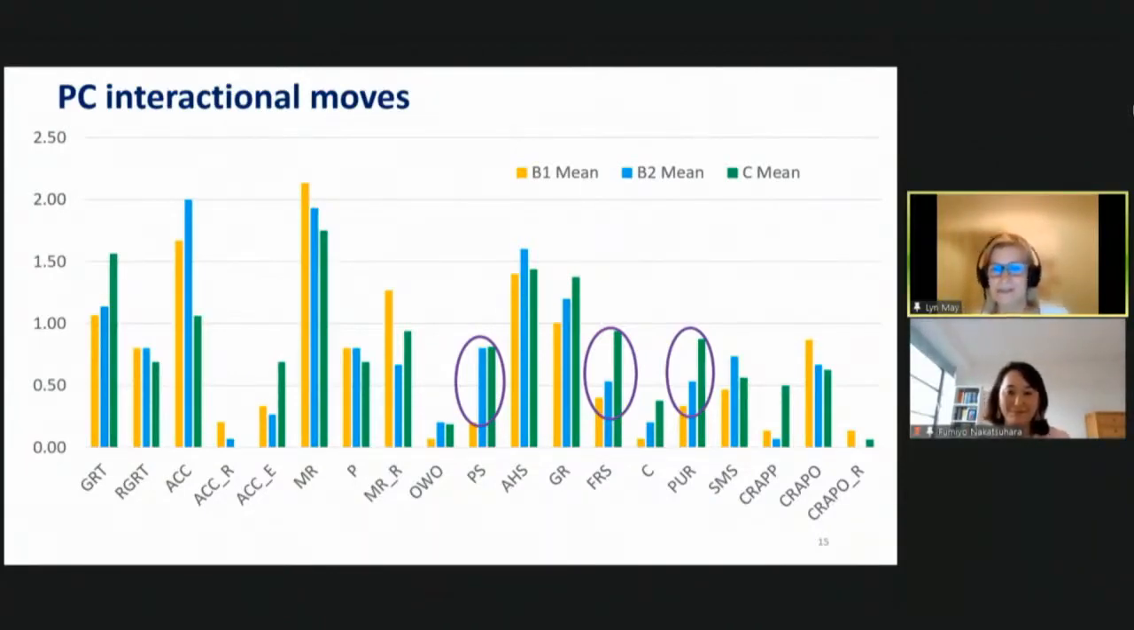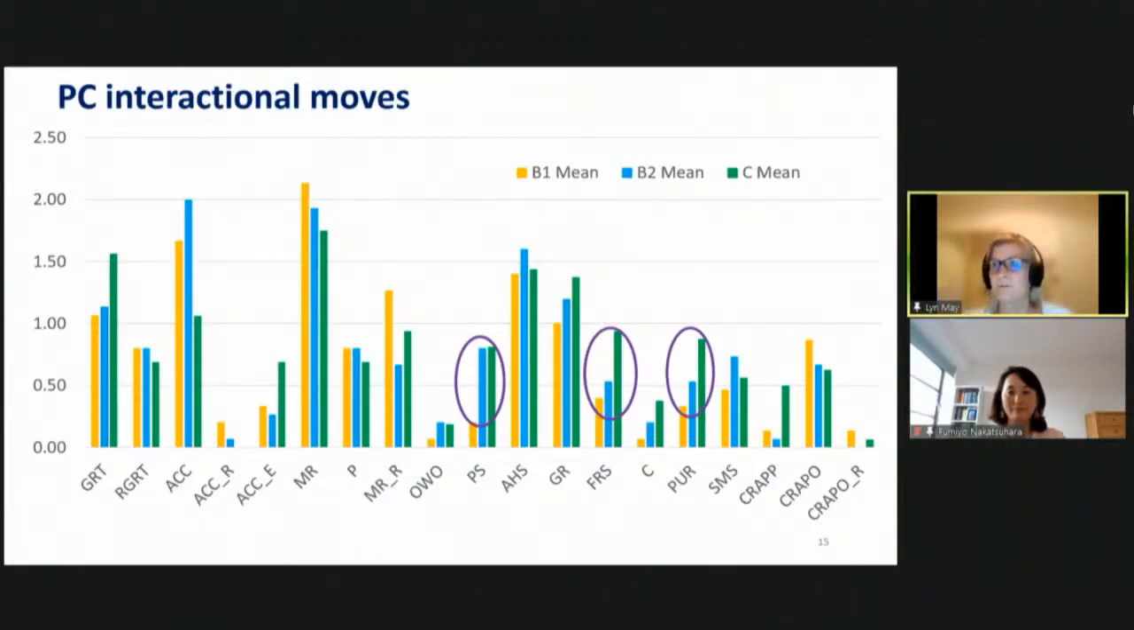So again, we can see that with this one, our B1 candidates were less likely to be able to produce this than the B2 candidates, but this was much more frequently shown in the performances of the C-level candidates. Now, the third feature that I just want to draw your attention to on this chart is this one that you can see, PUR, and this is projecting the upcoming request.